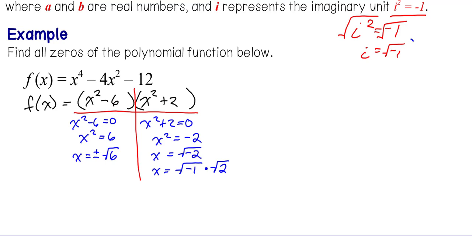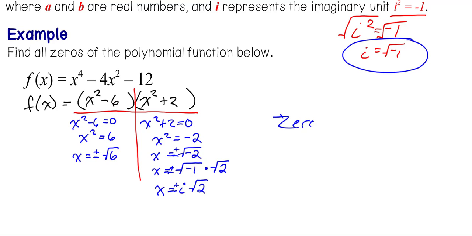And we know from what we talked about up here that the square root of -1 is our imaginary number. So our answer for this part would be, we would change that square root of -1 to i and leave it as i square root of, I'm sorry, I forgot to put the plus or minus, the square root of 2. So our zeros would be plus or minus the square root of 6 and plus or minus i square root of 2.